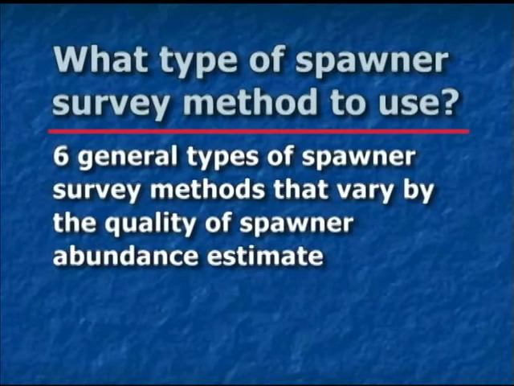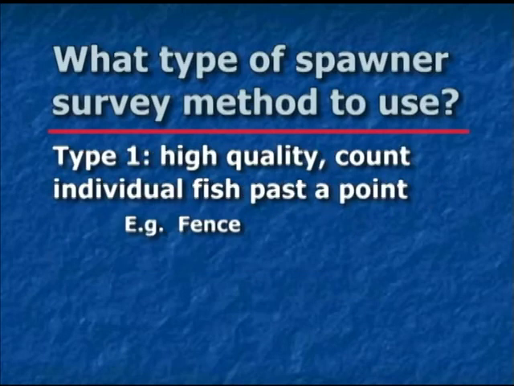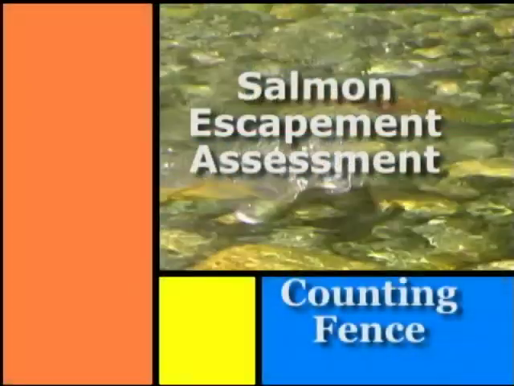The type of spawner survey method to use really depends upon what the objectives are. Generally, we have 6 types of spawner survey methods that vary by the quality of the spawner abundance estimate. Type 1 systems develop high quality estimates where individual fish are counted as they migrate past a point, and an example of a method is a fence program.